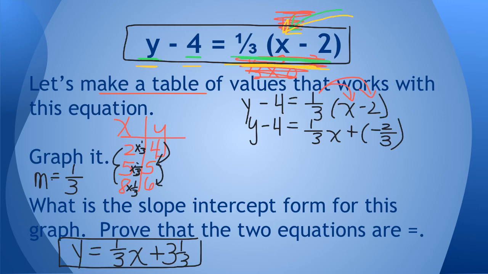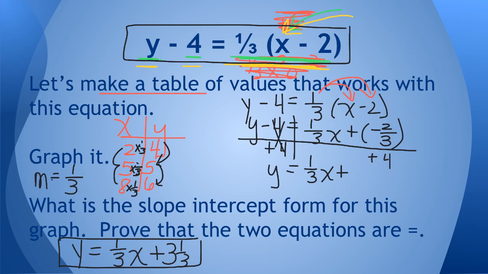All right, now I'm going to solve a one-step equation. Y is not by itself. To get it by itself, I'm going to add 4 to both sides. Y will equal 1/3 x plus 4 plus a negative 2/3, or negative 2/3 plus 4 will give me 3 1/3. Awesome. Interesting. Look, they are the same. So if I do a little algebra magic to my point-slope form, I can turn it into slope-intercept form.